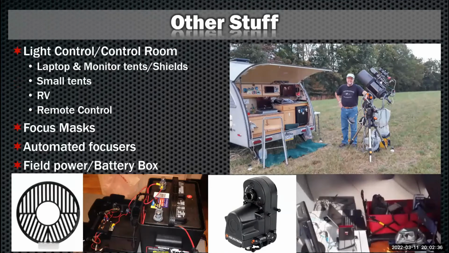And of course, with astronomy, it's never just about having a telescope and some eyepieces. You've got to get all the other accessories and so forth. We talked earlier about being a good astro neighbor and keeping the light pollution down. So you do want to make sure you've got some ability to control that. Oftentimes we'll refer to that as the control room. So for your laptop and monitor, you might think about some sort of tent or a shield for that.